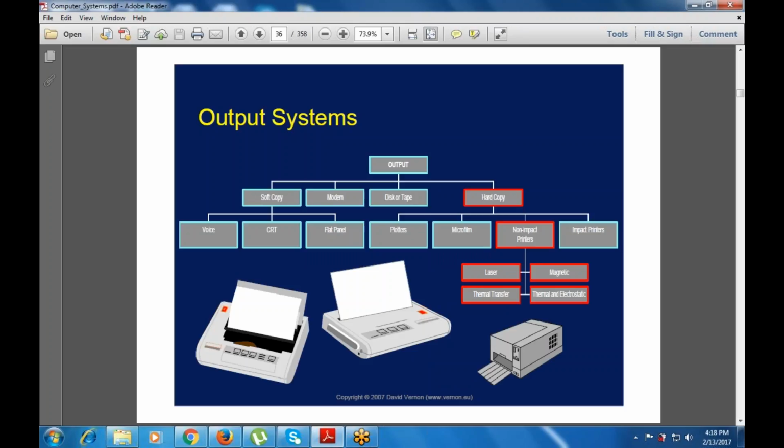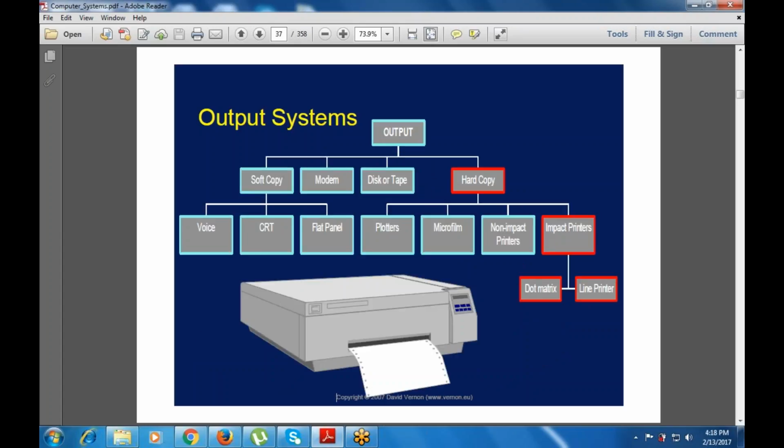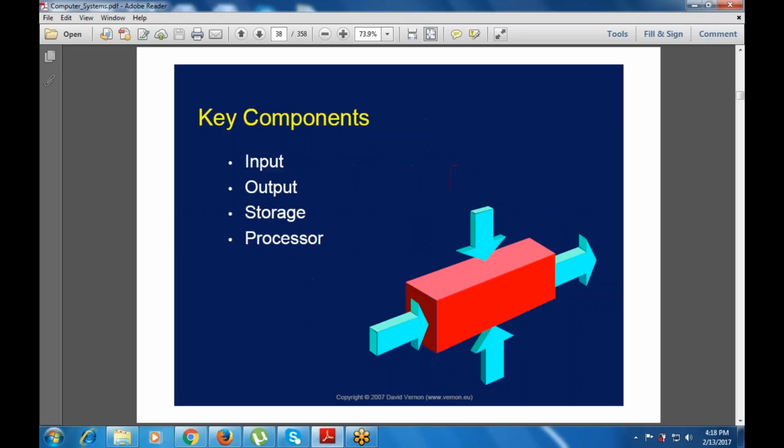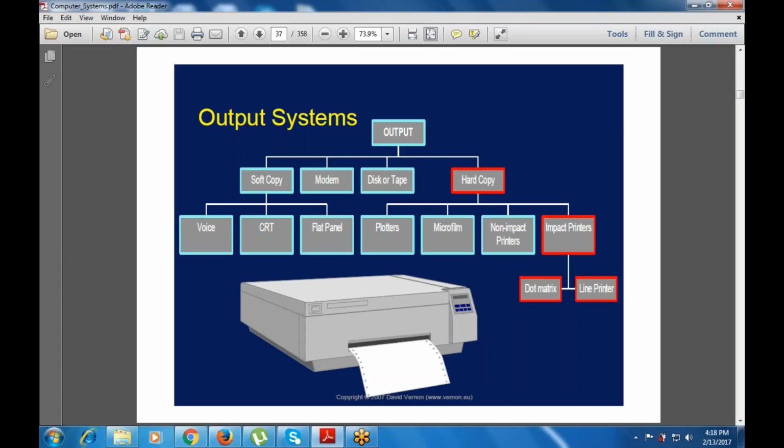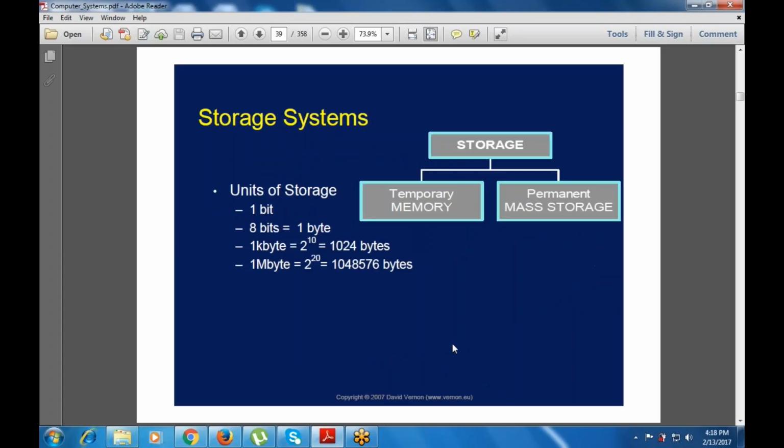Now, these are the various non-impact printers that are used. One non-impact printer is laser. There is no impact on the printing: magnetic, thermal transfer, thermal and electrostatic. So these are the various categories of printer: laser, magnetic, thermal transfer, thermal and electrostatic printers. Now, next is the impact printer. One is a dot matrix, which prints dots. And the line printer prints line by line. That's the dot matrix and the line printer.